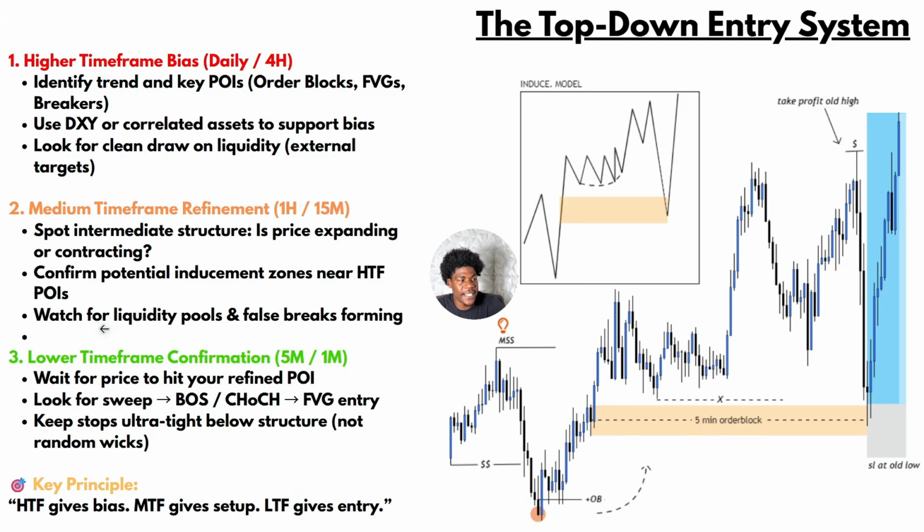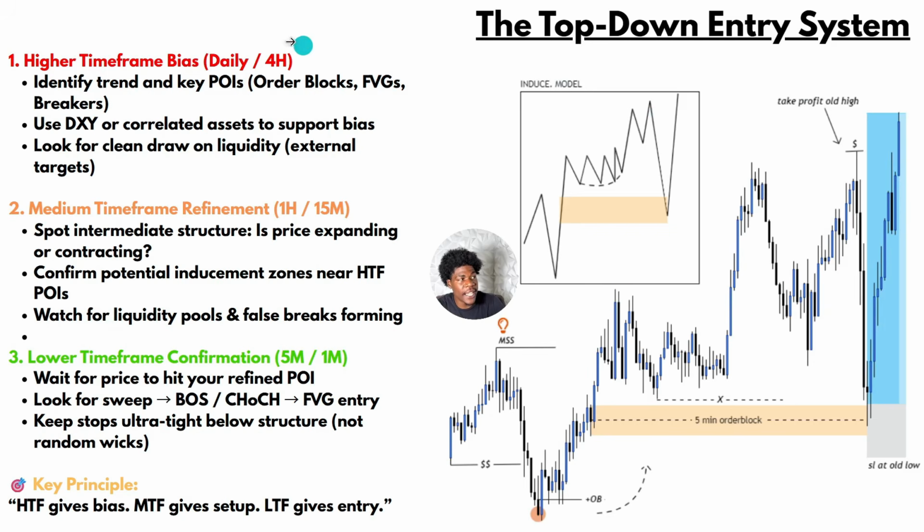And then for number 3, I keep my stop losses ultra tight below the structure, not just random wicks, right? I always place my stop loss below the candlestick wicks, just so I can be safe, right? Or at a strong low or a strong high, depending on the setup. And then a key principle: the higher time frame bias shows us the medium time frame setups, and then the lower time frames give us our entries.